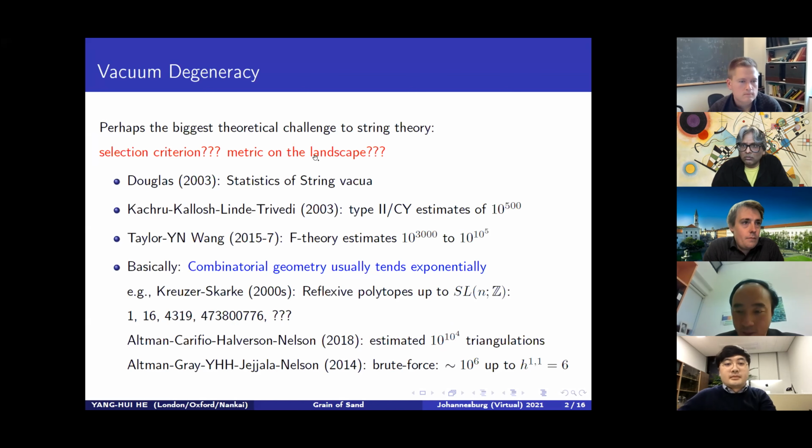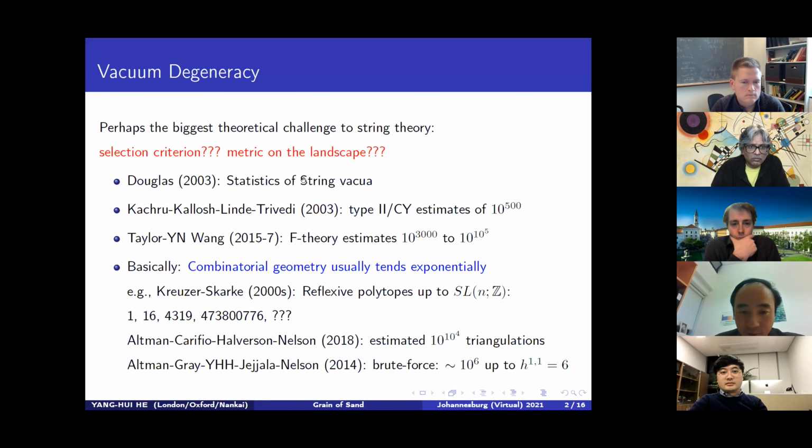Let's just begin with a little bit of a review. It's clear that one of the biggest theoretical challenges to string theory is a lack of a selection criterion, and related to this, a lack of a metric on the landscape of possible vacuum configurations of string theory.